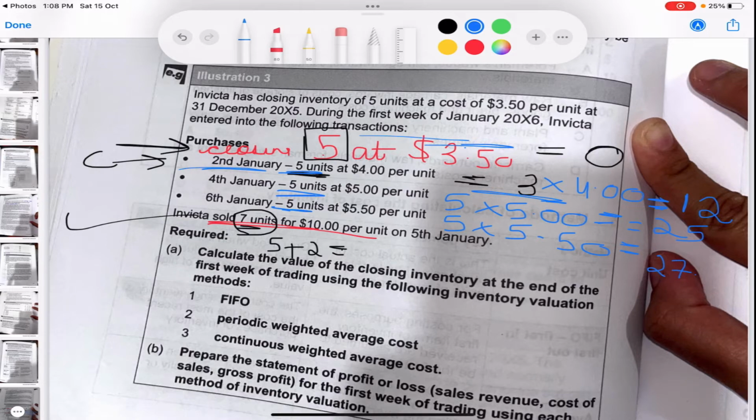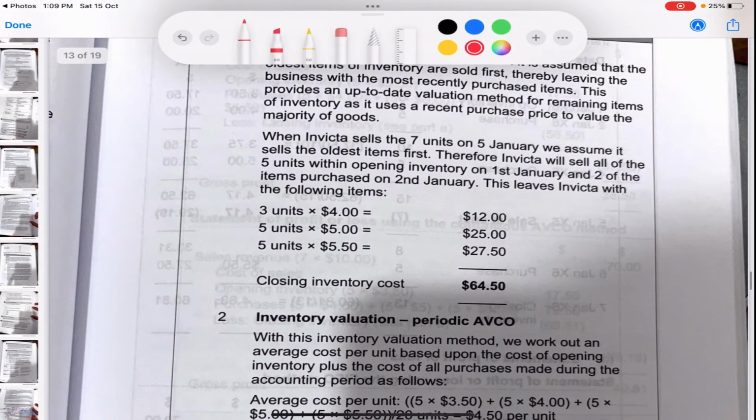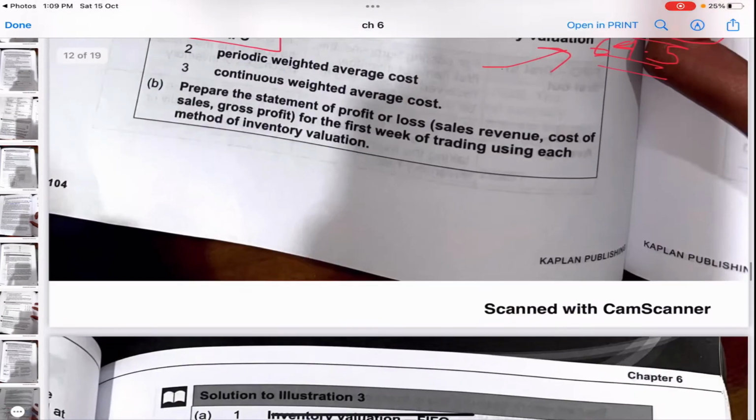Okay, so what is our closing stock? Our closing stock is the sum of 12 plus 25 plus 27.5, which is 64.5. Now, tell me, is that the answer? Let's go and check. Okay, they have given the theory and it is $64.5.